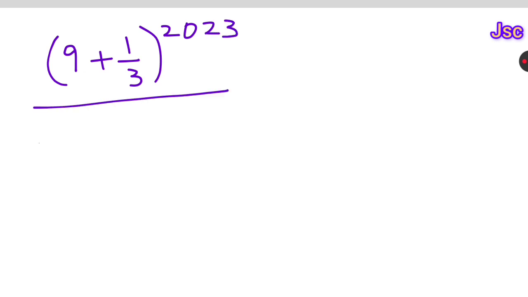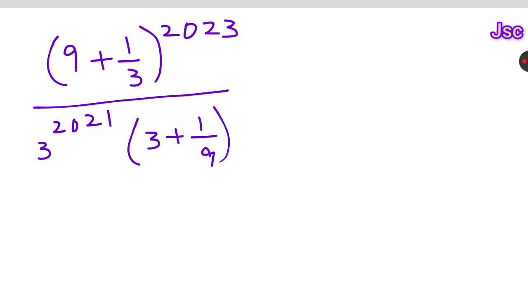Today's question is (9 + 1/3) raised to the power of 2023 over 3 raised to the power of 2021 times (3 + 1/9) raised to the power of 2022. The exponents are very large numbers. Let's see how to solve it.